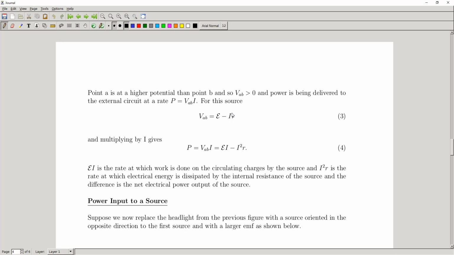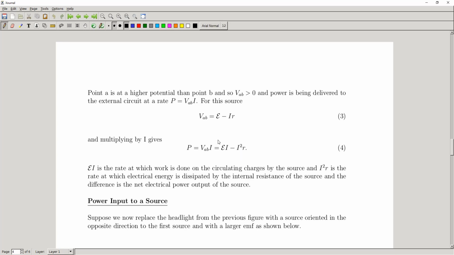If we then multiply through by I, we're going to see that we end up with this expression here, and hitting this VAB with an I gives us our expression for power. And so we can see that the power here is going to be equal to these two terms here. We're going to have the EMF times I minus I squared times the internal resistance. So what do these two terms mean to us?